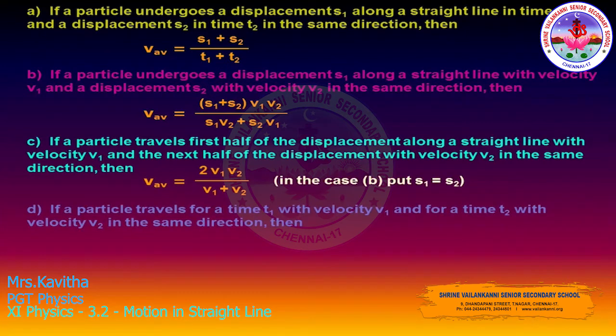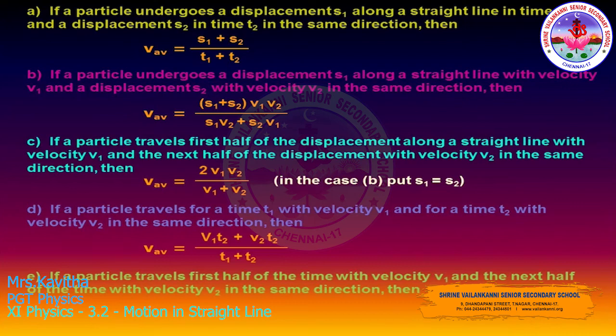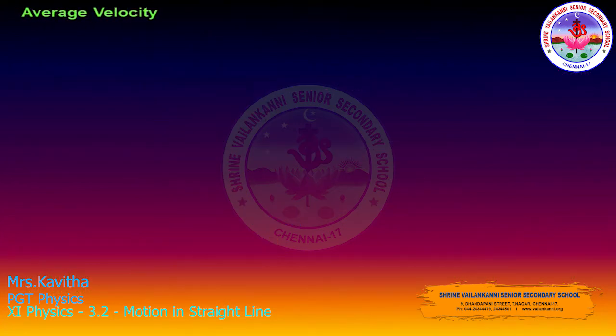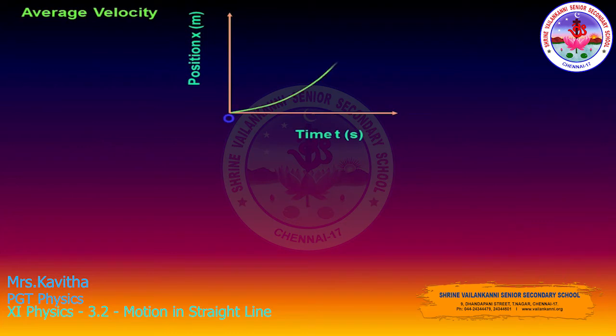Now if a particle travels for a time t1 with velocity v1 and for a time t2 with velocity v2 in the same direction, v average is equal to v1 t1 plus v2 t2 by t1 plus t2. If a particle travels the first half of the time with velocity v1 and the next half of the time with velocity v2, then v average is equal to v1 plus v2 by 2. Understand?